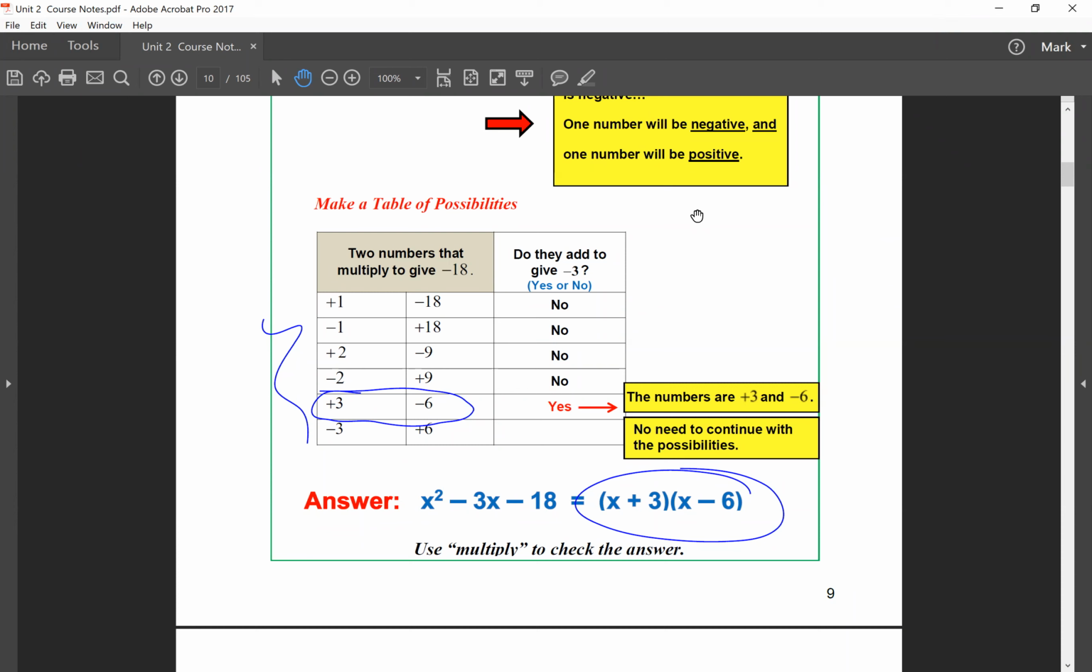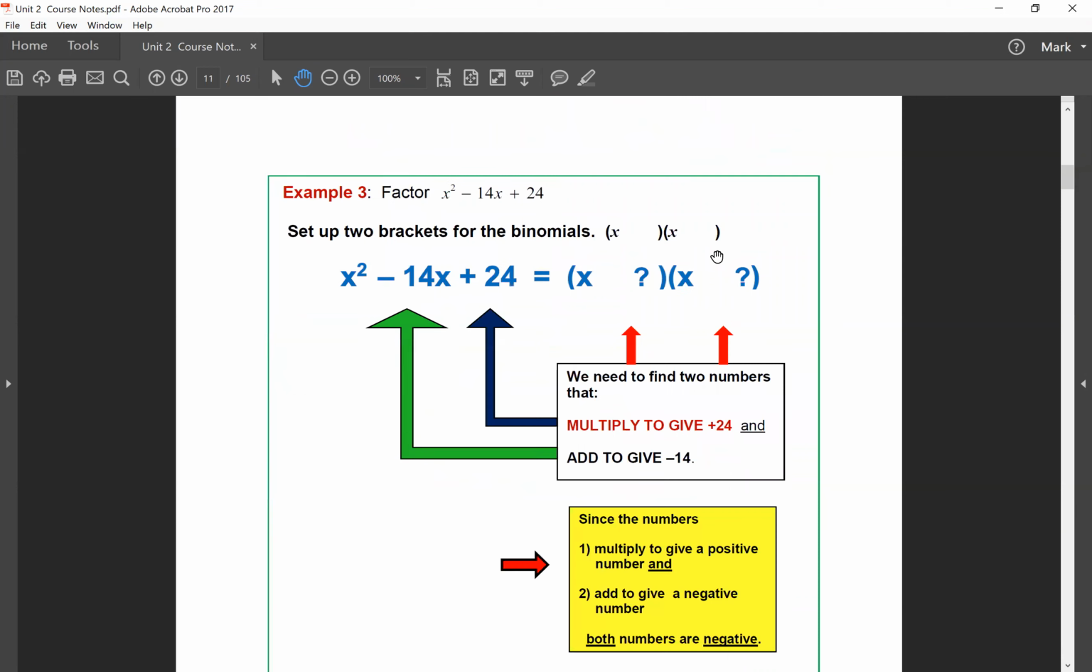Someone in the chat says, do we have to make the table in the test and final exam? No, you don't have to show me this table. I mean, you can do it, but you don't have to. You can do whatever you want, really. You don't have to show me this if you don't want to. So let's look at another one.